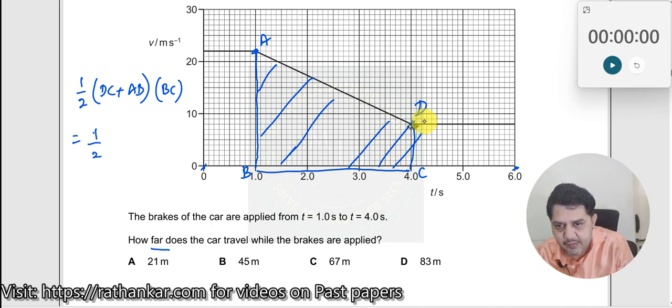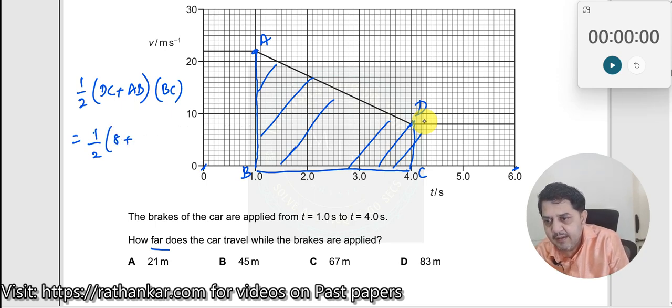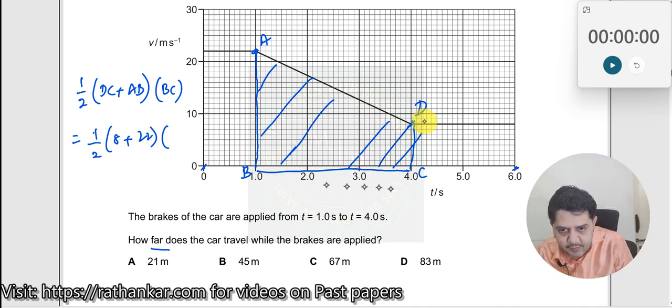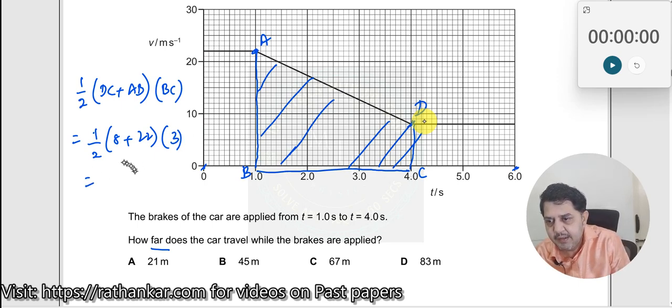So this should now be equal to half multiplied by, what is DC? DC should be 8. 8 plus what is AB? AB is 20, 21, 22. 22 multiplied by BC. What is BC? BC is 4 minus 1, which is 3 here. So this should be 30 divided by 2, which is 15, multiplied by 3, which should be equal to 45 meters. Answer is B.